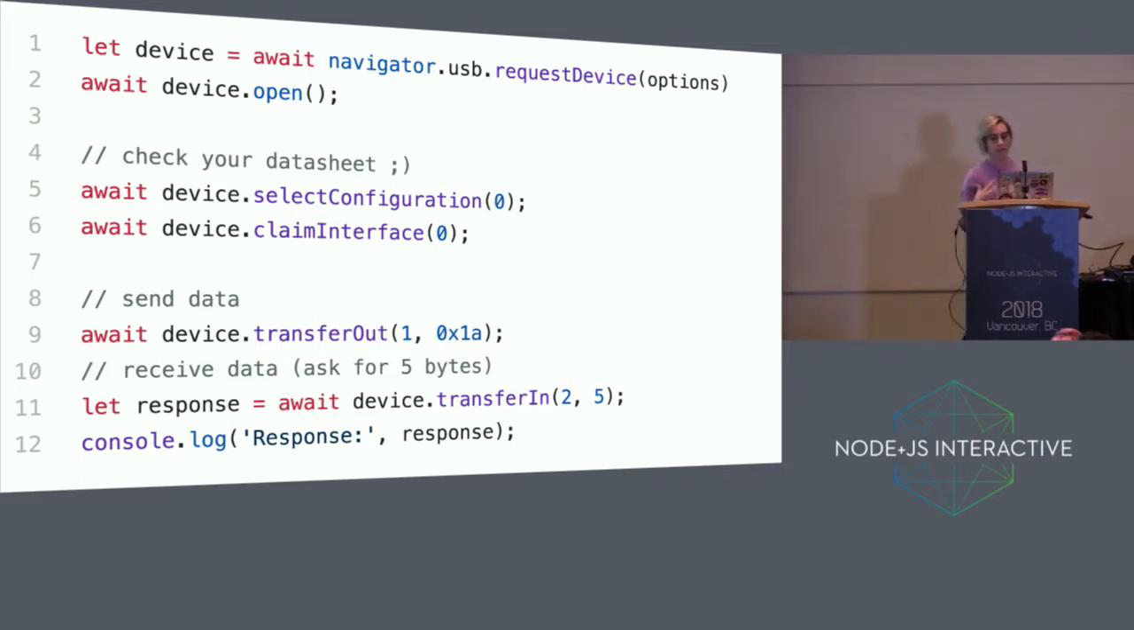And then you can just start doing things like transfer out and transfer in, which are extremely normal specified USB methods to call in other libraries outside of JavaScript, which is really, really great. And yeah, you can just await a response. So I can ask for 5 bytes from endpoint 2, which is really cool. And then I can just console log out the response.